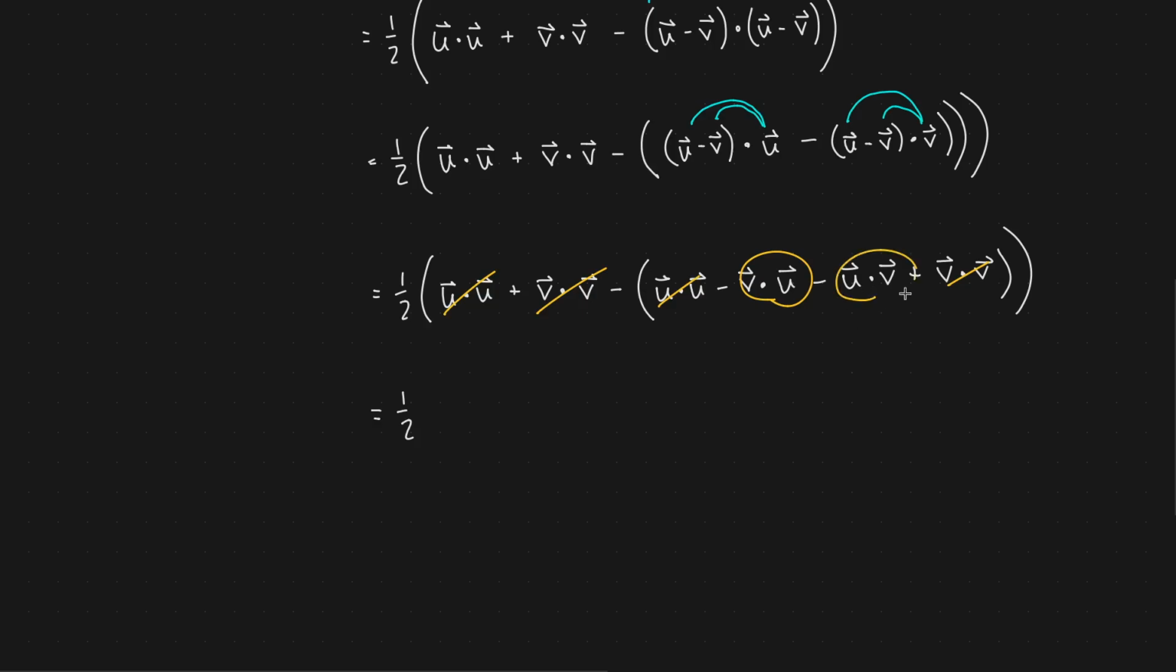And then the dot product is commutative. So v dot u and u dot v is the same. So I'm going to have minus 2 u dot v here. And then an extra minus makes it a positive. So I get positive 2 u dot v. 1/2 times 2 is just u dot v. And I get my result. It's so nice.